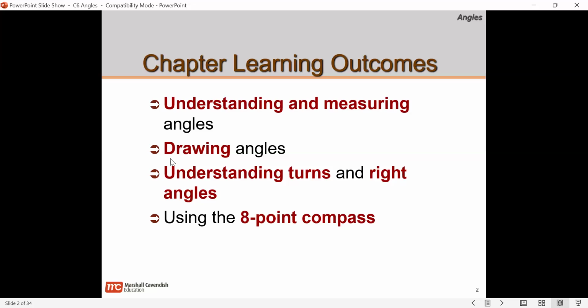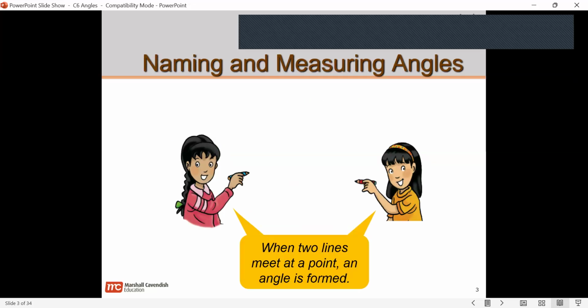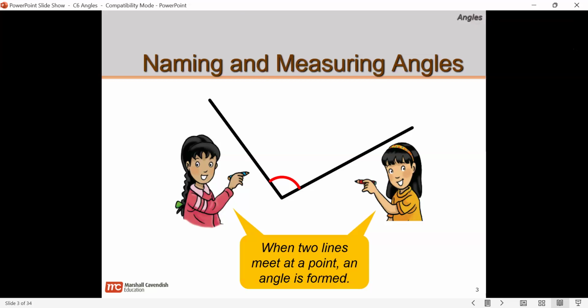Okay. Now, I want to highlight this part here about understanding and measuring turns and angles. Here, there is this point that says when two lines meet at a point, an angle is formed. That's how it's explained. If you look at how the animation shows, it shows these two lines coming and then meeting at a point. And then there's this red color marking that looks like an arc or curve. That's actually the angle that's being referred to.